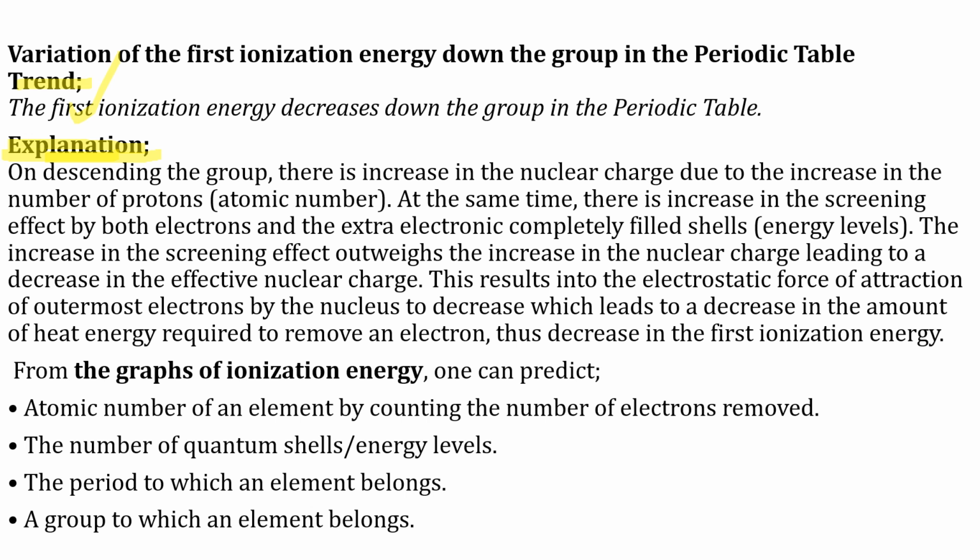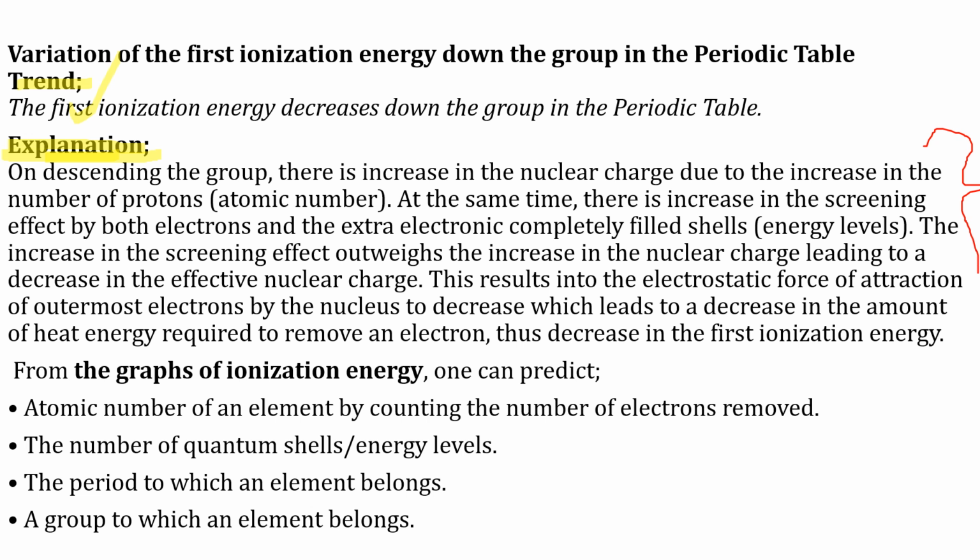So you're saying that on descending the group, there is an increase in nuclear charge. Like I told you, we are going to be repeating the structure of explanation. Nuclear charge, what causes it? Screening effect, what causes it? What outweighs, after explaining the effect of increase in nuclear charge and the effect of increase in screening effect. And then you talk about effective nuclear charge, and then you state the conclusion. That's the order of explanation of all periodicity questions.